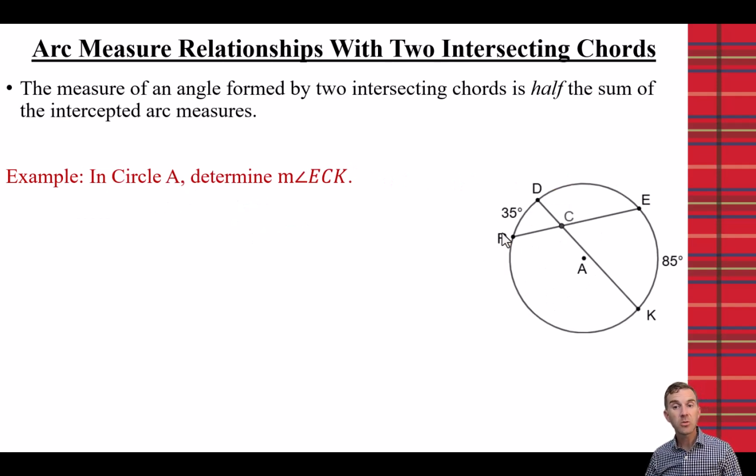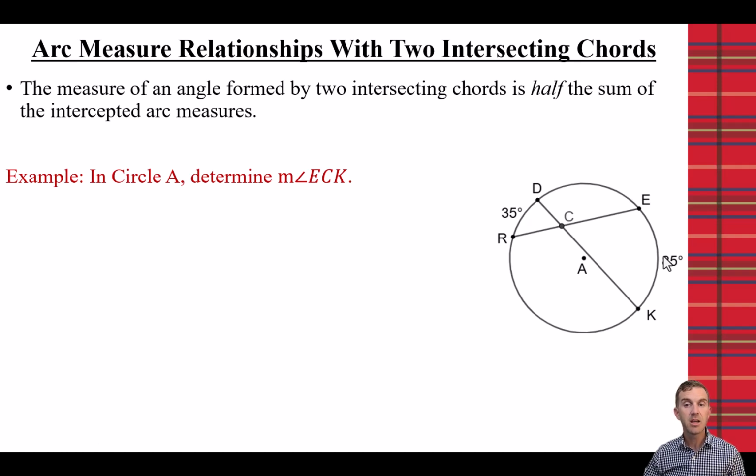Now, what if we have two intersecting chords? What we learn about these is that when they intersect, the angle formed at that intersection will be half the sum of the intercepted arc measures. So if we look at this circle A and we want to determine the measure of angle ECK, a lot of people will say, oh, that opens up to 85. No, that's only if it's an inscribed angle.